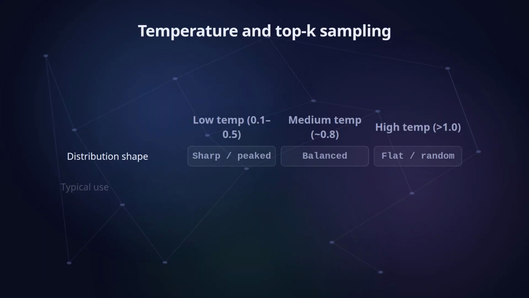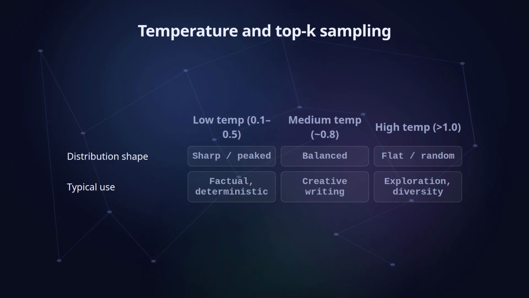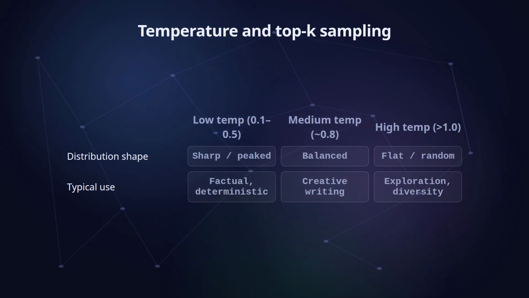Temperature scales the logit distribution before softmax. Lower values make the model more confident and deterministic. Higher values produce more diverse output. Top-k sampling further narrows the vocabulary to the most likely candidates.